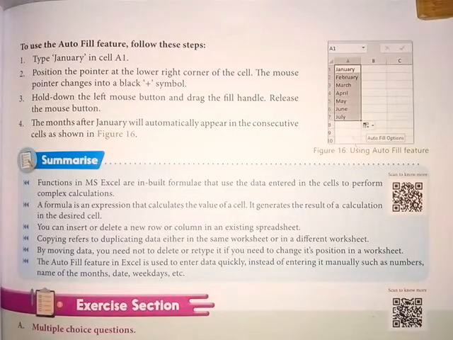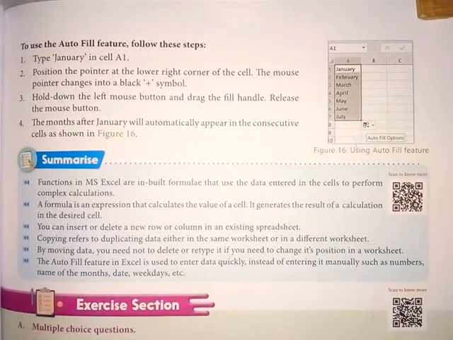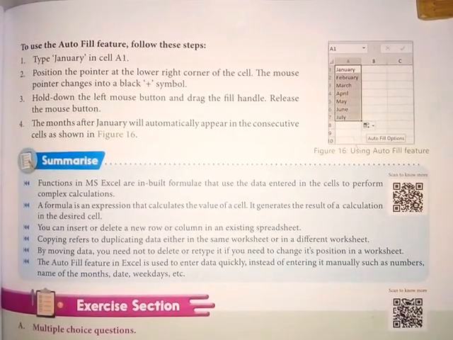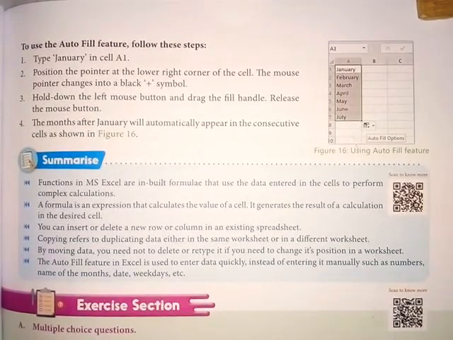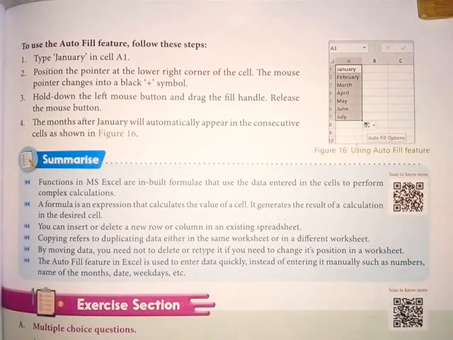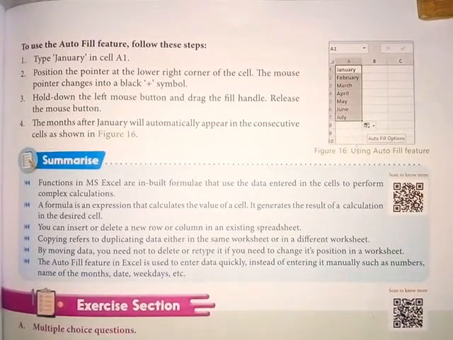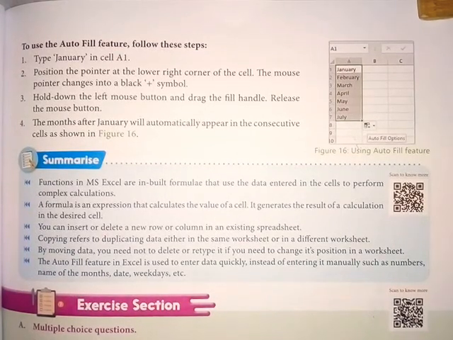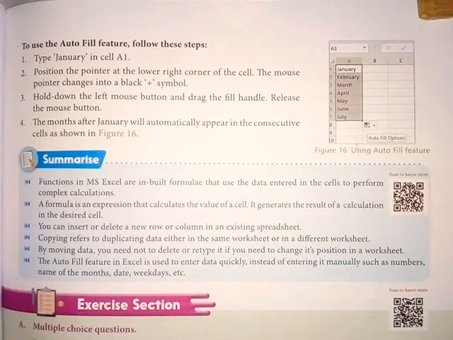To use the autofill feature, follow these steps. First, type January in cell A1. Second, position the pointer at the lower right corner of the cell. The mouse pointer changes into a black plus symbol. Third, hold down the left mouse button and drag the fill handle. Release the mouse button. Fourth, the months after January will automatically appear in the consecutive cells as shown.